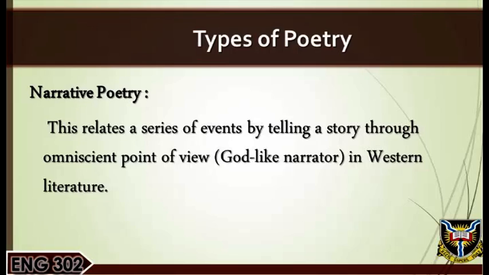Types of poetry. Narrative poetry. This relates a series of events by telling a story through omniscient points of view, in brackets, godlike narrator, in Western literature. It dates back to the Babylonian epic of Gilgamesh before 2000 BC and the Homer epic of Odyssey and Iliad. Examples of narrative poetry are romance, epic, and heroic poetry.